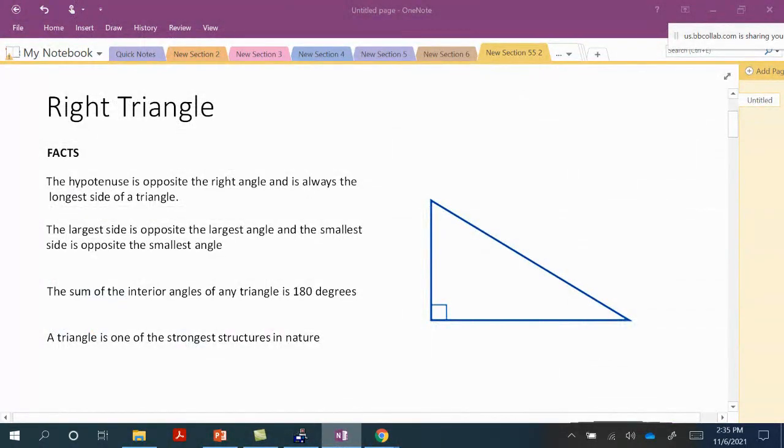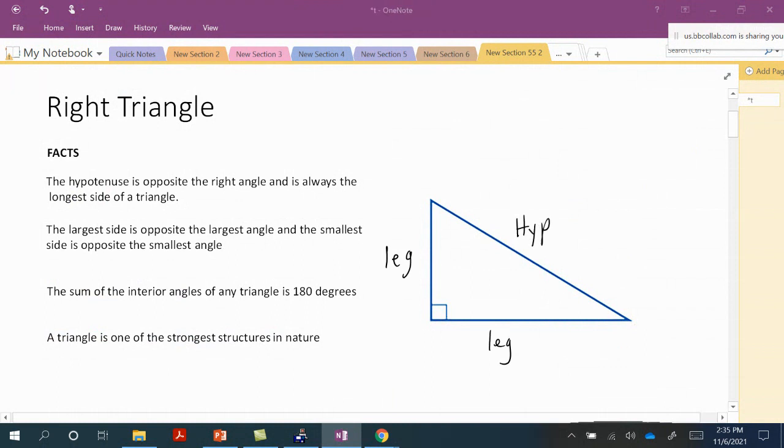Here we'll take a look at a right triangle and some facts about a right triangle. Notice on the right we have a right triangle. And notice that a right triangle consists of two legs and a hypotenuse. Here are some facts about a right triangle.